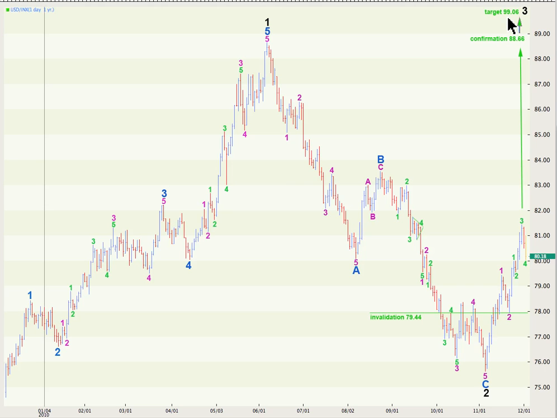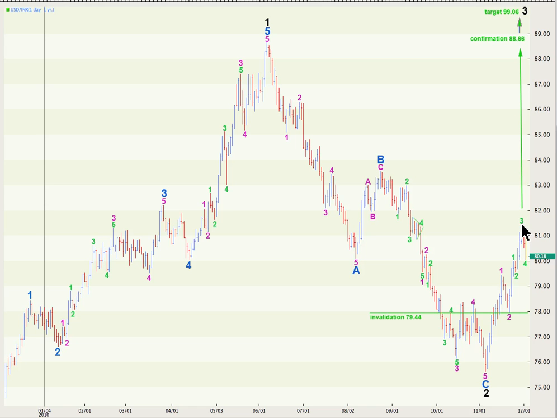And like I said just before, the target for wave 3 black to end is 99.06, where it reaches 1.618, the length of wave 1. That's a long-term target, a couple of months or so in the future. Importantly, this third wave at green degree is slightly shorter than this first wave, so this upcoming fifth wave cannot be longer than wave 3.